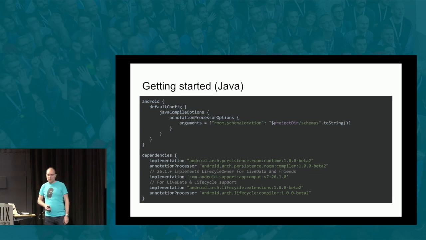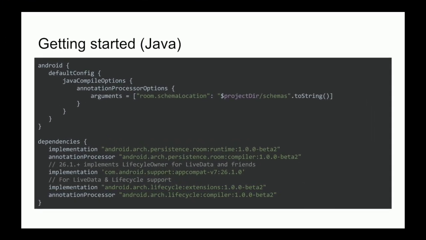So, getting started with Room is pretty easy. There are basically two things that you need to do. Of course, there are dependencies. So for Room, there are actually two. There's this runtime dependency, which is basically a bunch of annotations, and there's an annotation processor. So Room does most of the work in the annotation processor, and this is also the place where they validate your SQL.